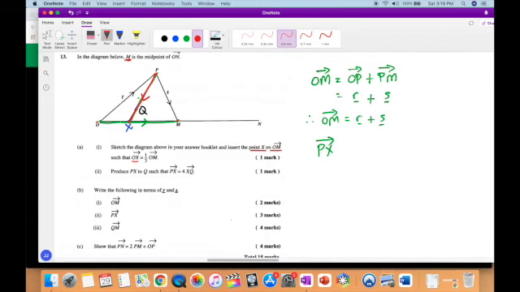Right? And yeah, I could say that PX is PO, so going in this direction, plus OX in this direction. Yeah? So Shazia, you all understand that? Scotia plus OX. Right? So Scotia and Shazia, you all okay with that so far?